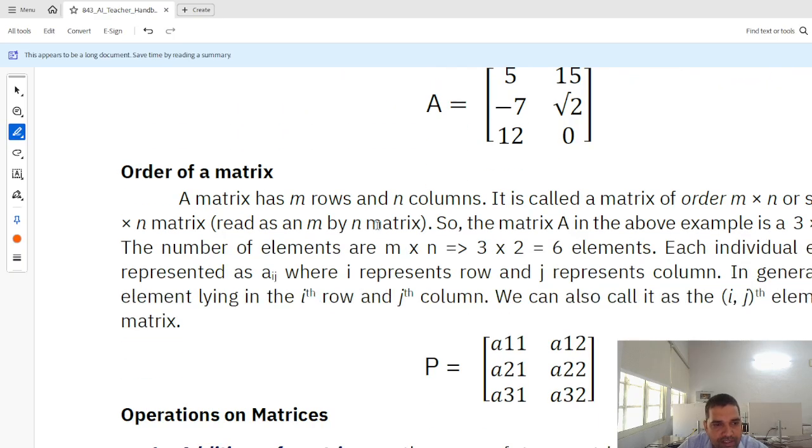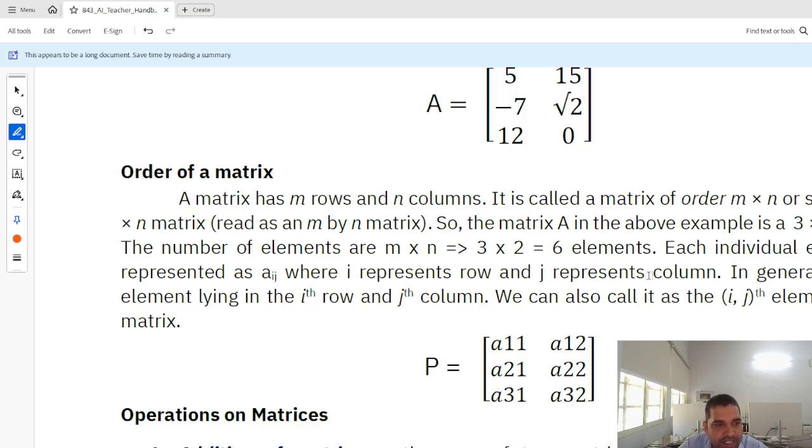Now, the order of the matrix. The order of the matrix is how many rows and columns it has. If a matrix has m rows and n columns, the order of the matrix is m by n. So the matrix A in the above example is a 3 by 2 matrix, meaning 3 rows and 2 columns. See, 3 rows, 1, 2, 3, and 2 columns, column 1, column 2. Total 6 elements are there.